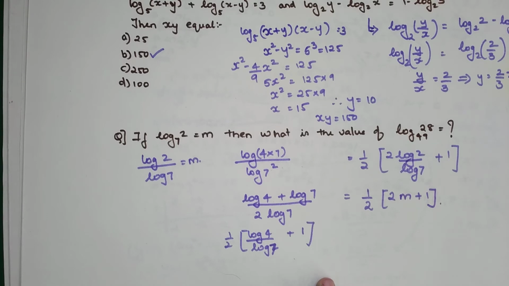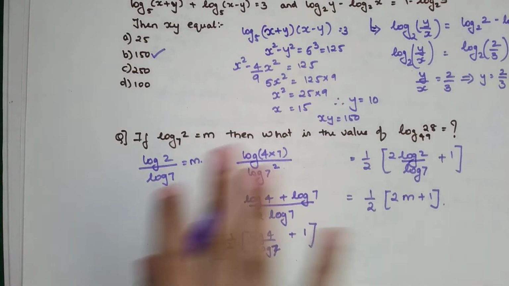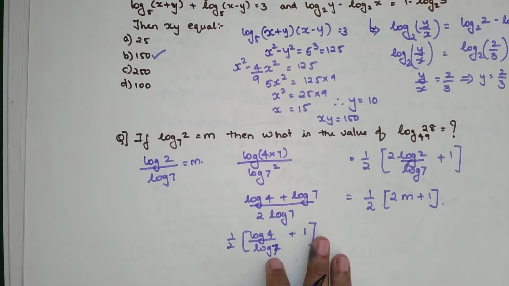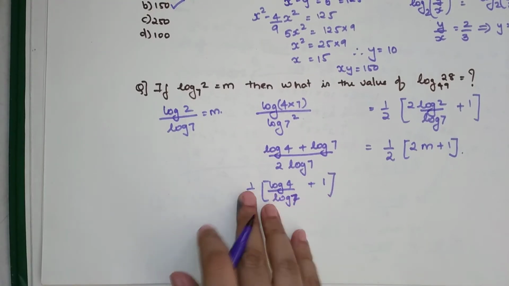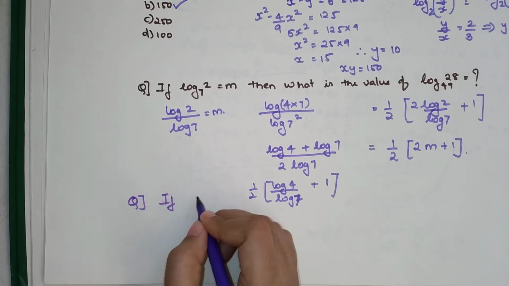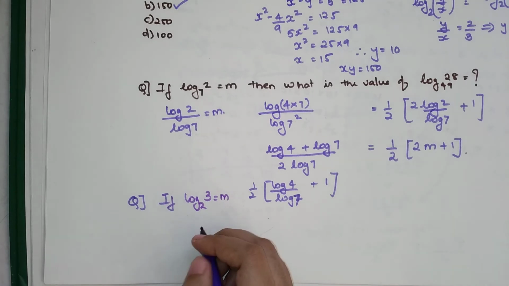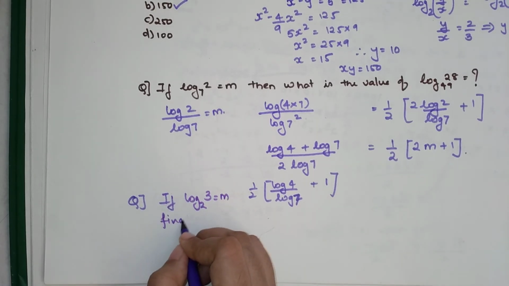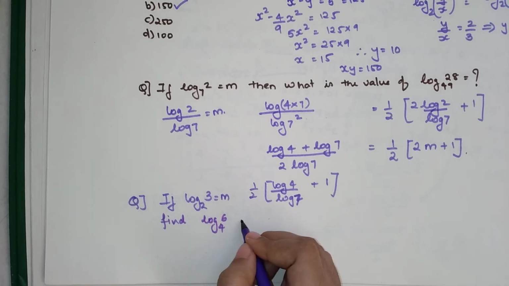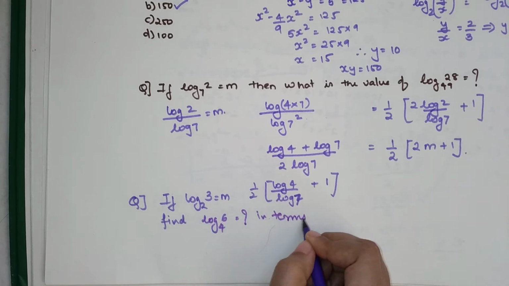Okay. Now students, I am going to write a question which will be based on a similar form. And the answer of that you will mention in the comment section. Okay. So let's do that. So my question is, if log of 3 to the base 2 is equal to m, then find log of 6 to the base 4 in terms of m.